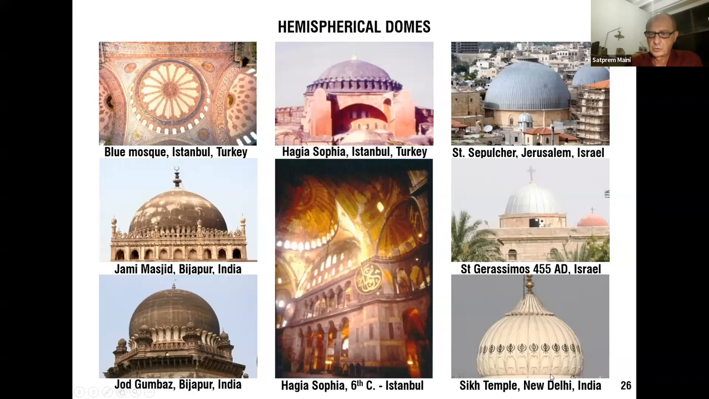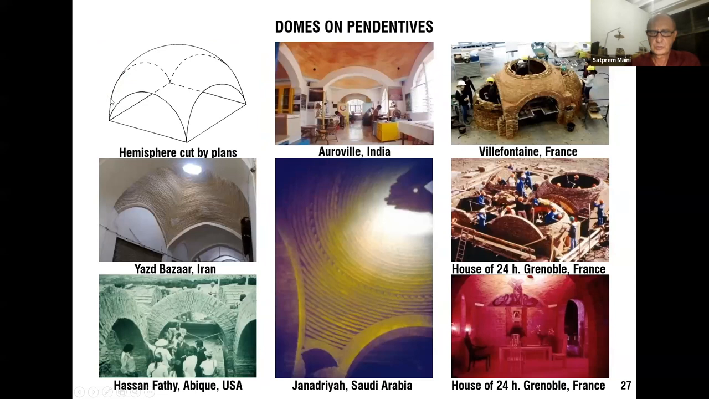And then special domes like onion bulbs in India. Then domes on pendentives, that means you have this intersection of the four planes of the wall with the hemisphere. So this is in Saudi Arabia, a dome that I built for a project in Saudi Arabia. A building that we did in France in 24 hours with all of those vaults and domes. This has some works done by students in France, by CRAterre.